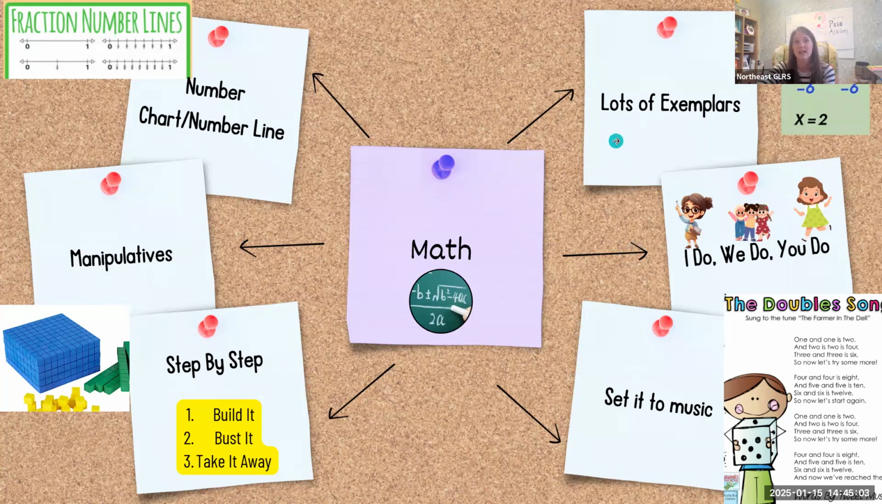And finally, in math, lots and lots of exemplars. And I've got an image of what that looks like up here. So I would give them lots of visual supports and examples of what those problems look like during each step and completed, so that they have that exemplar to use if they're completing a math problem independently, and they don't know what to do on their next step. They can look at that exemplar and say, oh yeah, that's correct. I need to isolate the variable and then add or subtract from both sides.